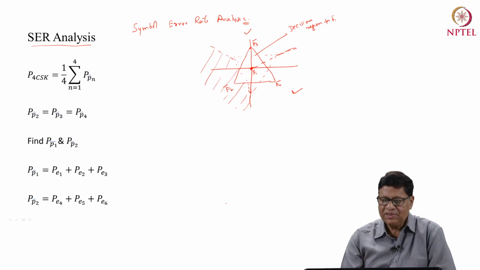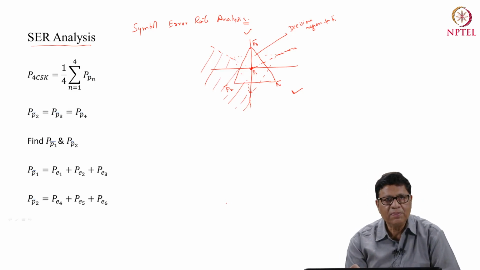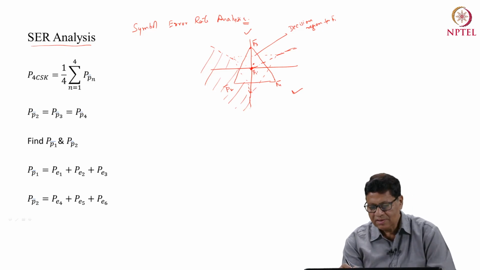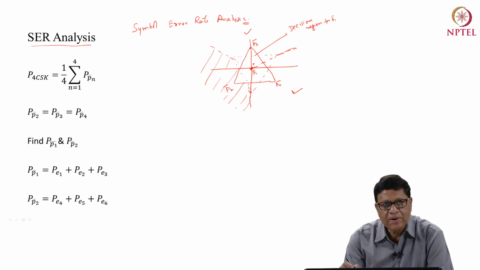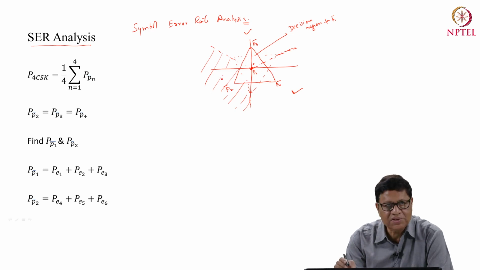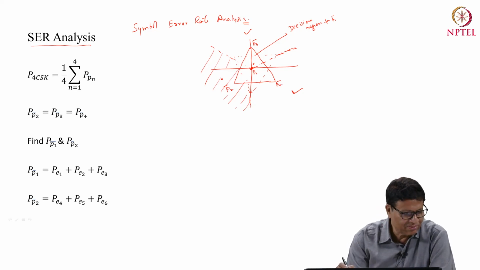So any point which is falling in these decision regions will be estimated as that particular constellation point. So if your point is falling, say for example somewhere here, the detected or estimated point will be P1 bar, and if your point is falling somewhere in this decision region, then it will be P2 bar, or similarly P3 bar or P4 bar.